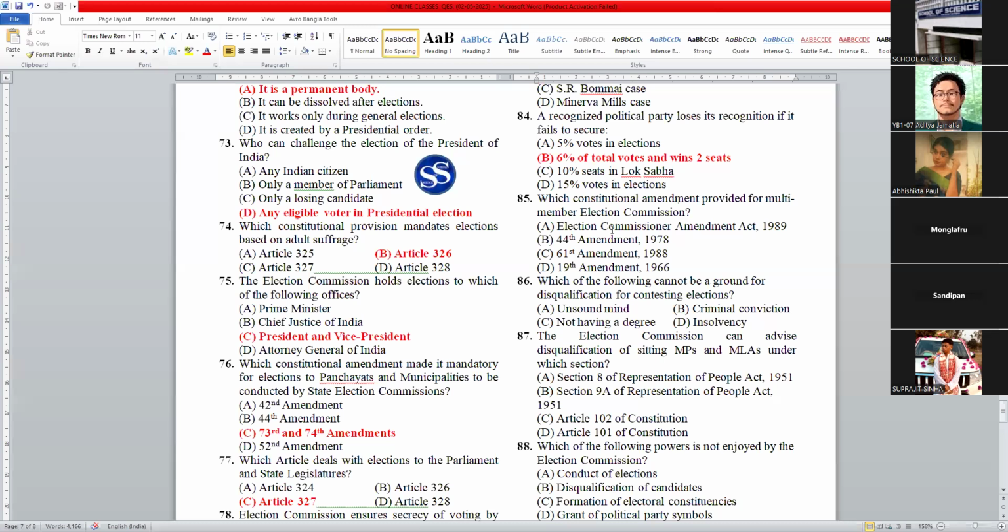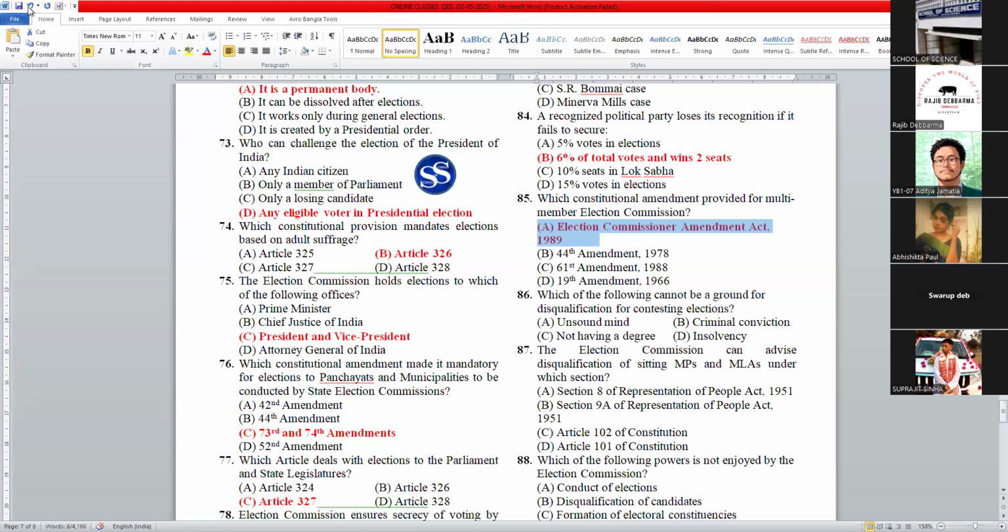Okay. Question number 85. Which constitutional amendment provided for multi-member election commission? The 44th amendment? No. Sir, it is Election Commissioner Amendment Act 1989. Yes, the answer is Election Commission Amendment Act 1989.